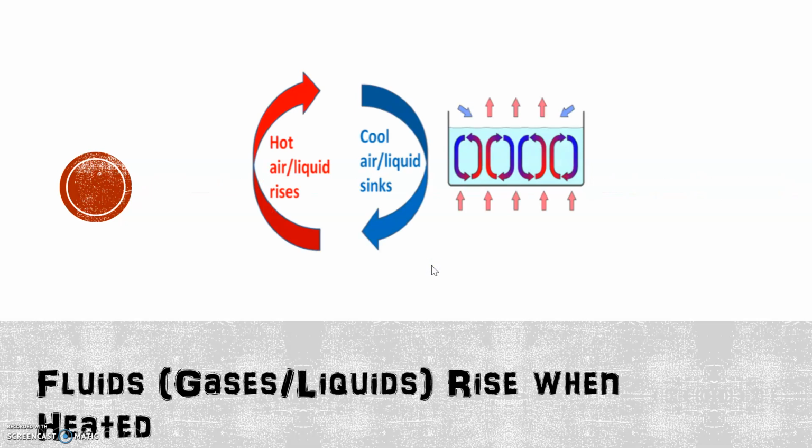So one important property of fluids is that they rise when heated. That's because the molecules spread out and move apart when they get hot. The hot fluid becomes less dense and rises up, as you see here. The cooler fluid then sinks to the bottom. And this up and down motion creates what we call convection currents. And these convection currents are circular movements that help to spread the heat evenly.